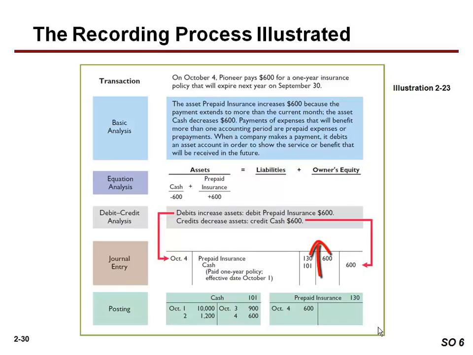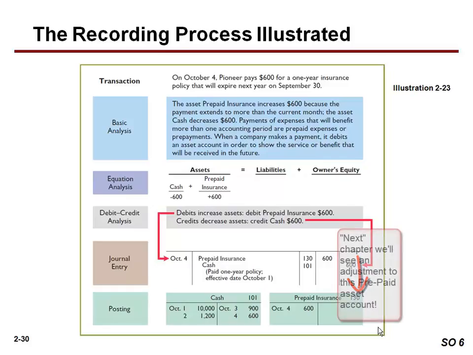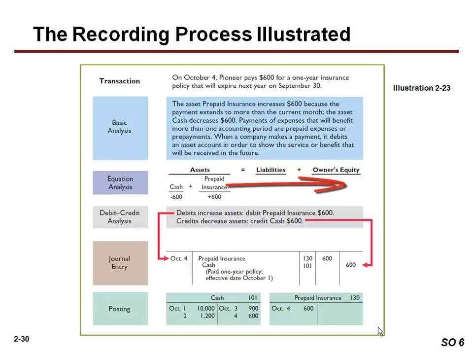Debit to prepaid insurance, increasing an asset, credit to cash. That's the way it was funded. We'll see in other parts of this chapter that at month end and subsequent month ends, we'll transfer a portion of that prepaid insurance out of prepaid insurance with a credit and into the owner's equity insurance expense account with a debit as the insurance is effectively consumed. Expenses can be thought of as consumed assets.